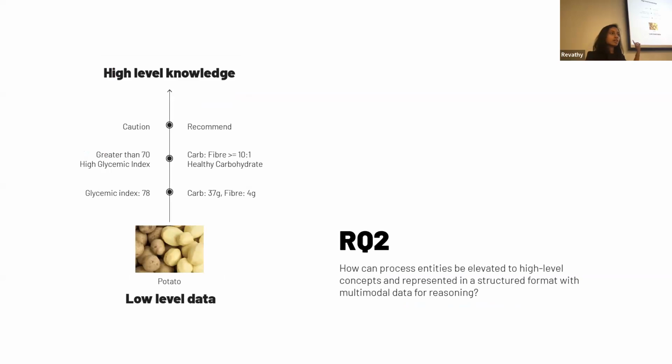Now, the second question is, given that we have extracted the entities, the word potato or the input of potato does not mean much to the model. So how are we going to elevate this low-level data to high-level knowledge? For example, potato is considered a healthy carbohydrate because it satisfies the ratio of 10:1 for carb to fiber. And for that reason, it can be recommended for diabetes. And it also has a glycemic index, for which reason it is supposed to be had with caution. So such multi-contextual knowledge is essential, and we need to elevate the low-level data to high-level knowledge.